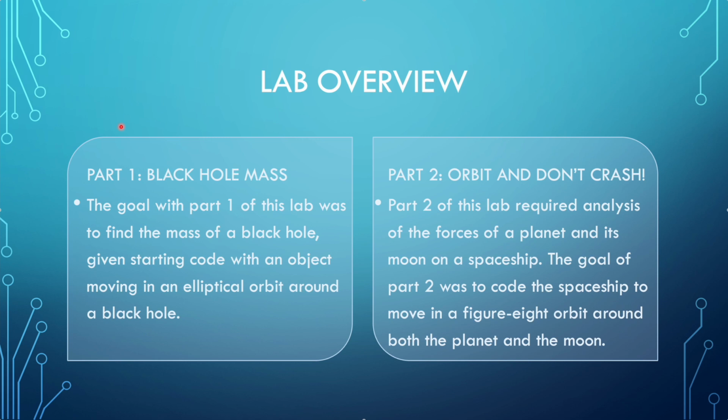For our overview, we have the black hole mass for part one. Our goal here was to find the mass of the black hole given starting code, with an object moving in an elliptical orbit around the black hole. We were also given a random elliptical orbit, with our emails used as a seed for the starting code. And for part two, our goal was to orbit and not crash into the moon or the planet, while also trying to create a figure eight orbit.